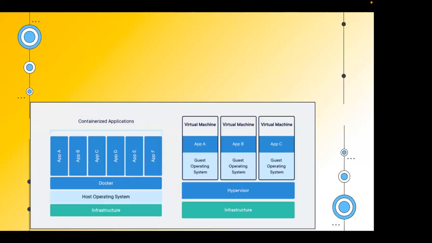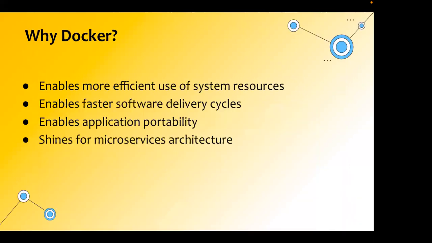Okay. Now, these are the reasons why we are using Docker. So it enables more efficient use of system resources. Your system is there, and if you directly deploy your application on the virtual machine, then your system utilization would be more than 90%. Most of the cases it will be more than 90%.